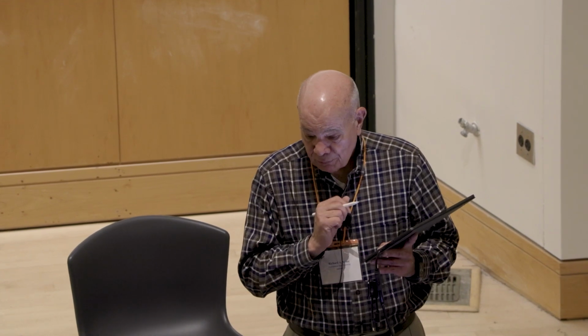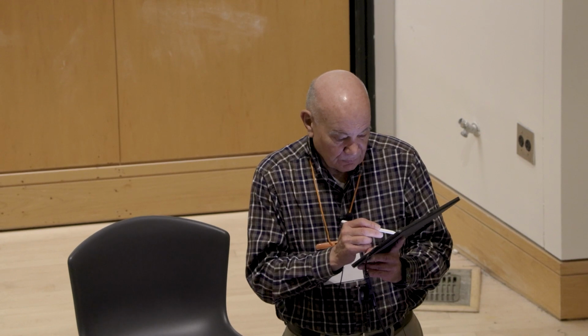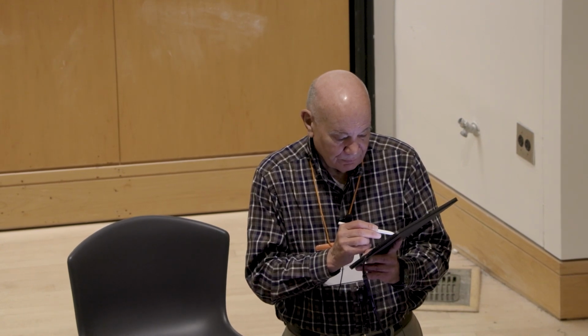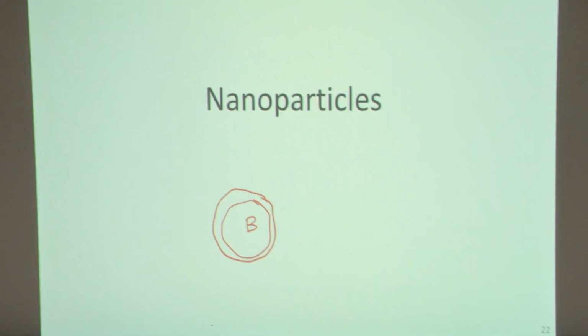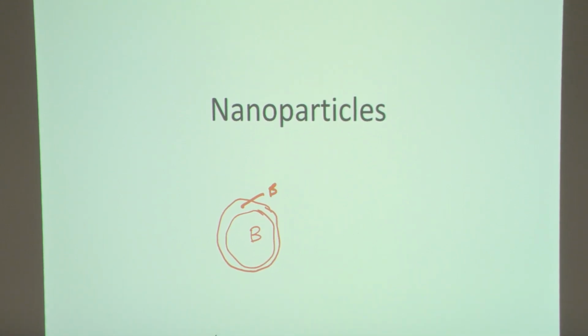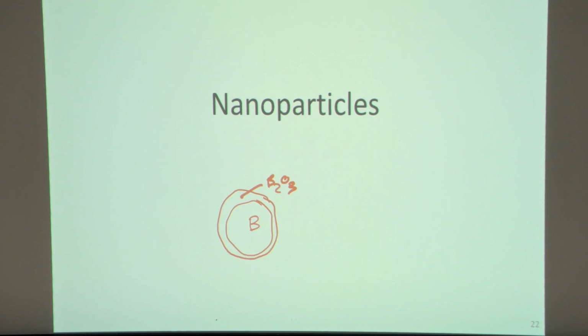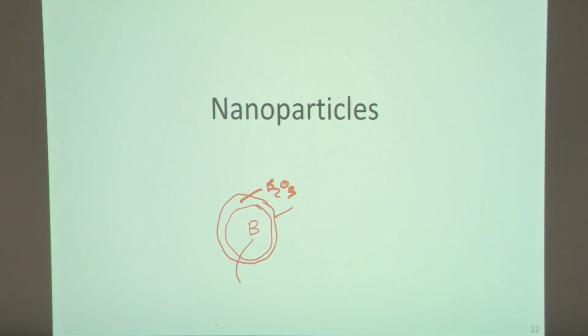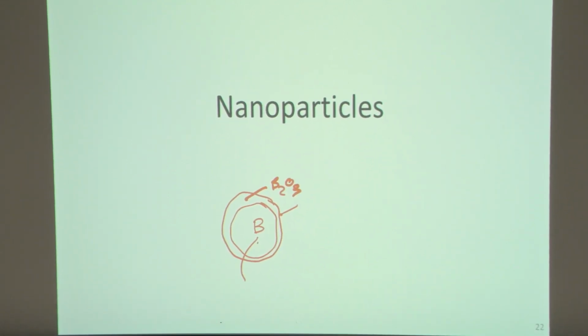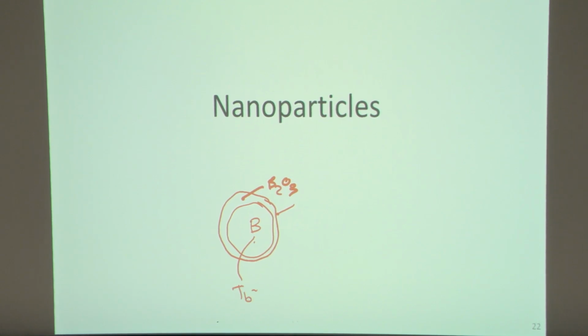I didn't show anything on boron, but again, one of the problems with boron particles is if I have a boron particle here and I have an oxide on the surface, the oxide, remember, doesn't melt or vaporize. TB here is about 4,000 Kelvin. This is TB here, about 2,300.